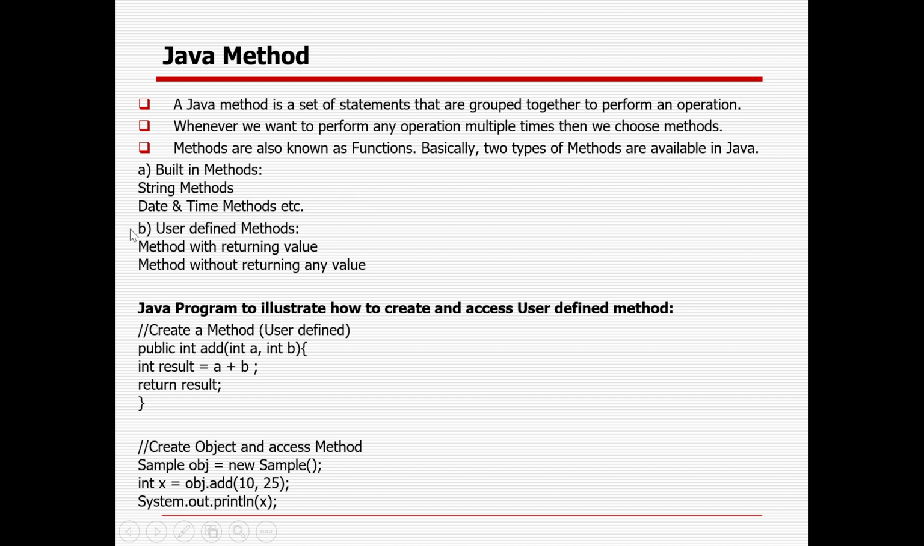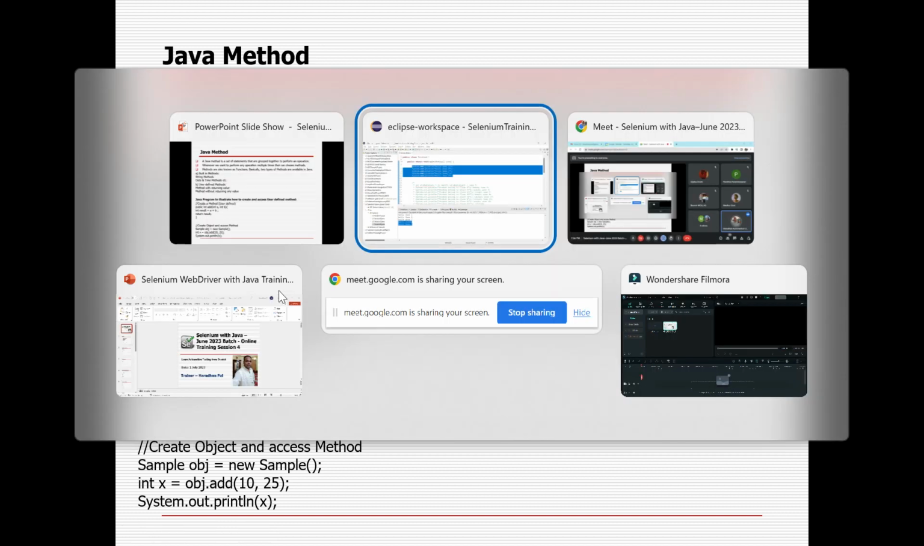And the second one is the user-defined method. User-defined methods also have two types: a method with a returning value and a method without a returning value. Without a returning value means it will not return any value, and with a returning value means it will return some value. I will let you understand the difference. Let's first create a method without returning any value.